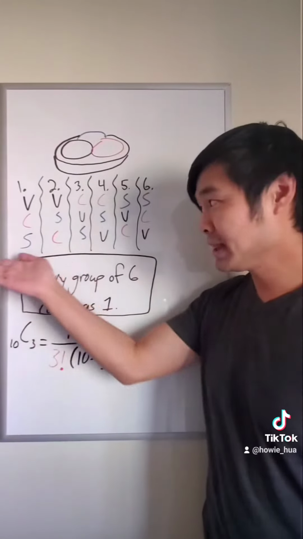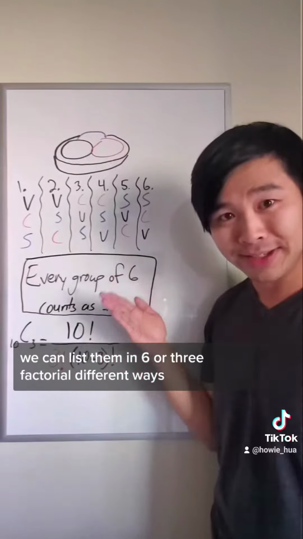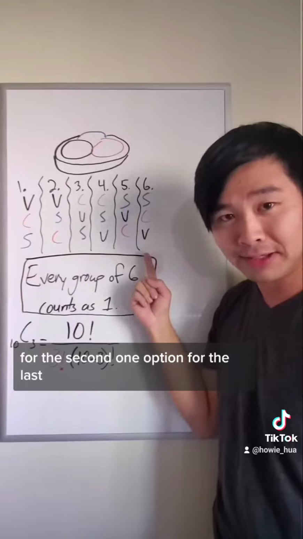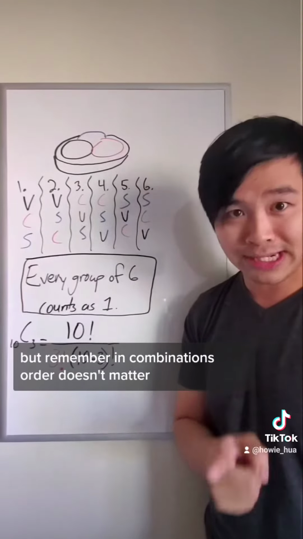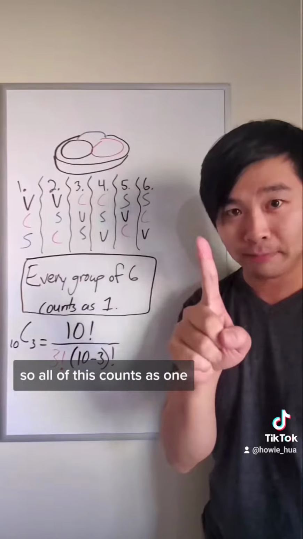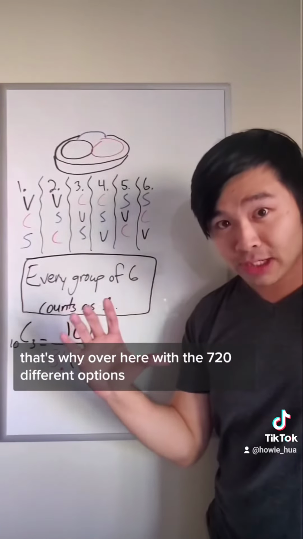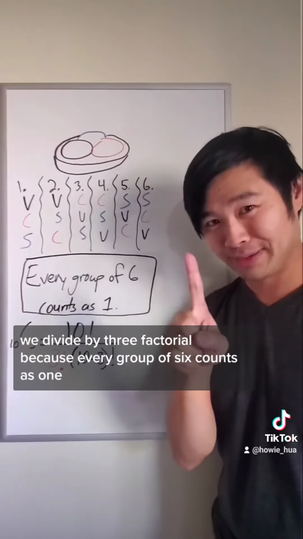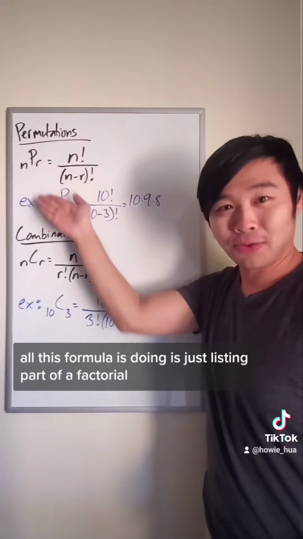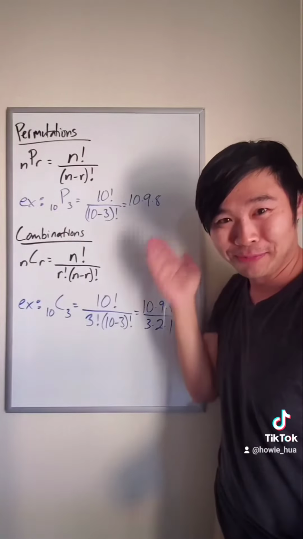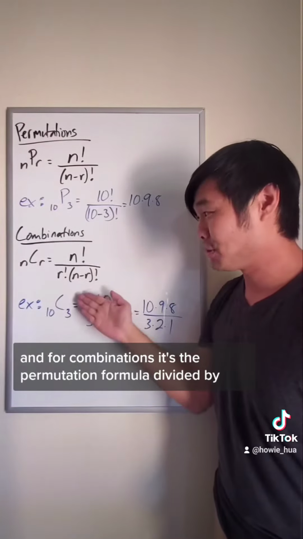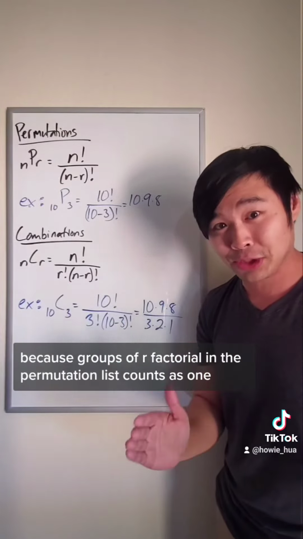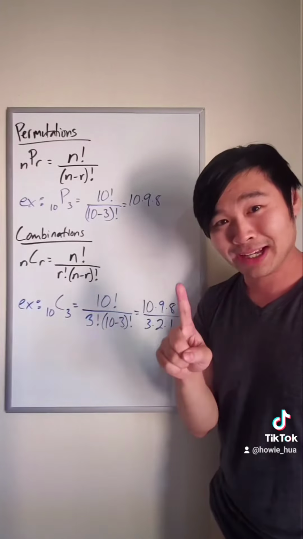For every 3 flavors, we can list them in 6 or 3 factorial different ways. And it's 3 factorial because we have 3 options for the first, 2 options for the second, 1 option for the last. But remember, in combinations, order doesn't matter, so all of this counts as 1. That's why over here, with the 720 different options, we divide by 3 factorial because every group of 6 counts as 1. So overall, for permutations, all this formula is doing is just listing part of a factorial. And for combinations, it's the permutation formula divided by r factorial. And we are dividing by r factorial because groups of r factorial in the permutation list counts as 1 since order doesn't matter.